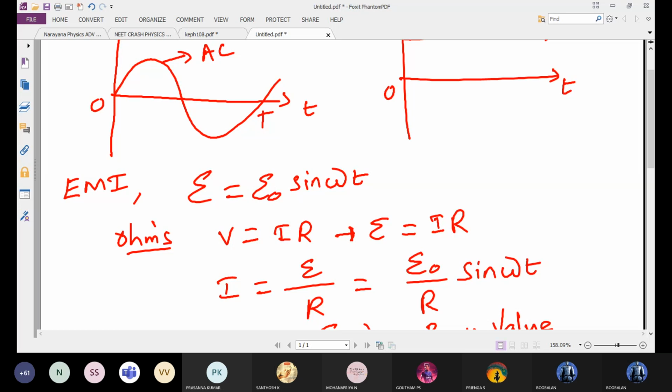Please take notes. These two formulas are important: formula number 1 and formula number 2. Formula number 2 is the voltage formula, formula number 1 is the current formula. Next we will discuss time period.